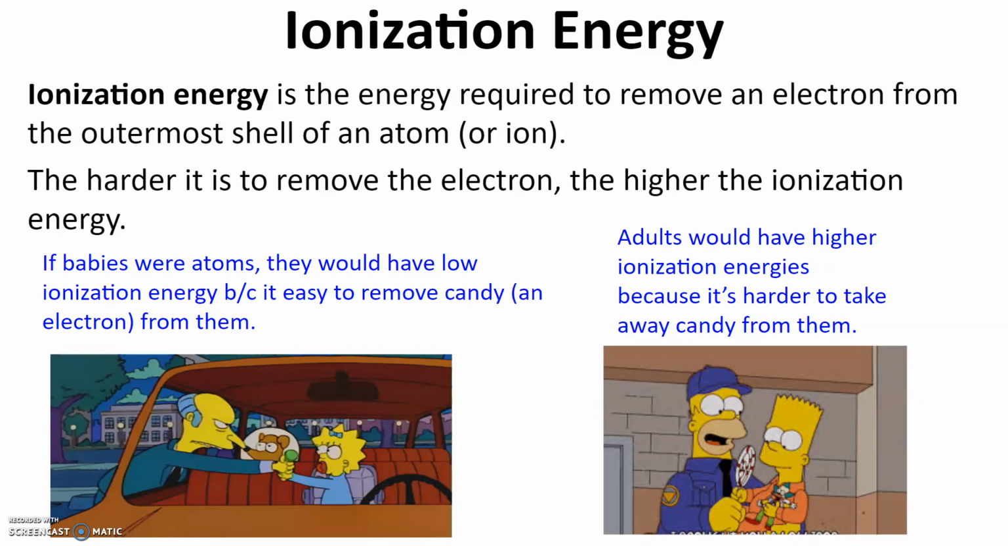Whereas if you try to take candy away from an adult, it would have a higher ionization energy because it's harder to take candy away from them. So ionization energy is the energy required to remove an electron.